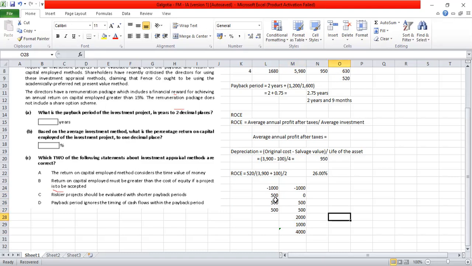Here, the total profits earned by project A are only 1500, but the total profits of project B are 4000. Yet project A will be selected because it has a shorter payback period of 2 years, while this one has a payback period of 3 years. So that again is another disadvantage. Very specifically, payback period ignores the timing of cash flows within the payback period.